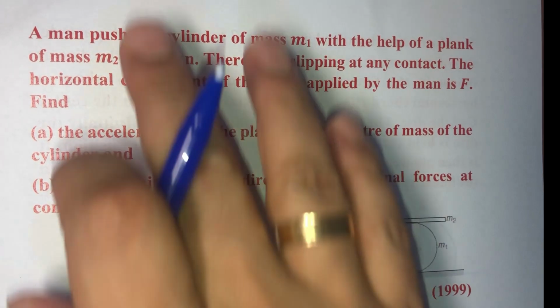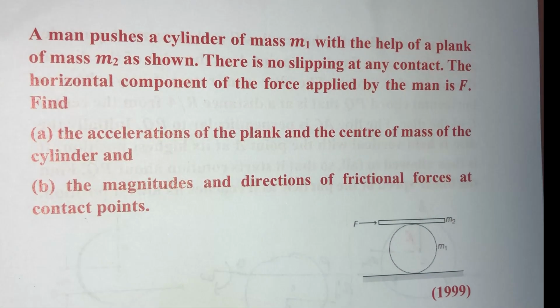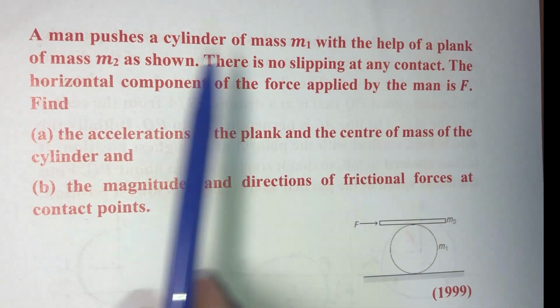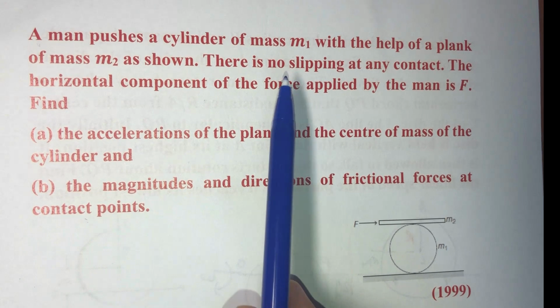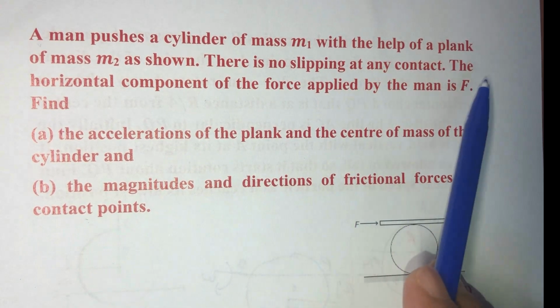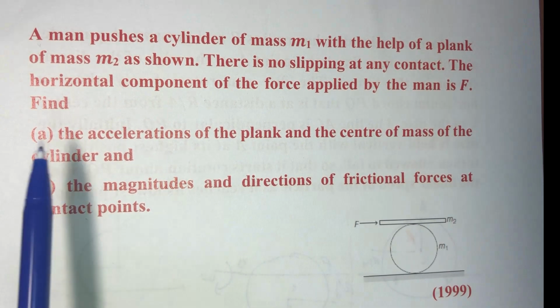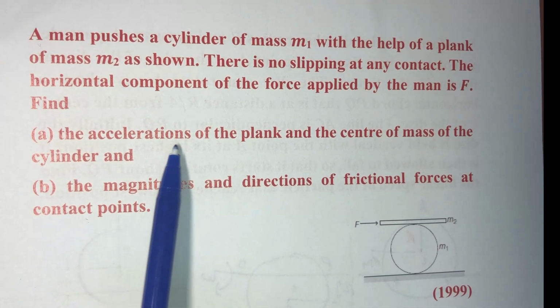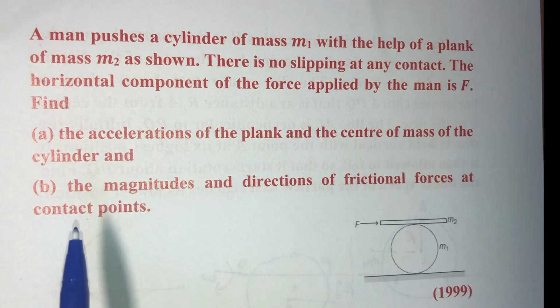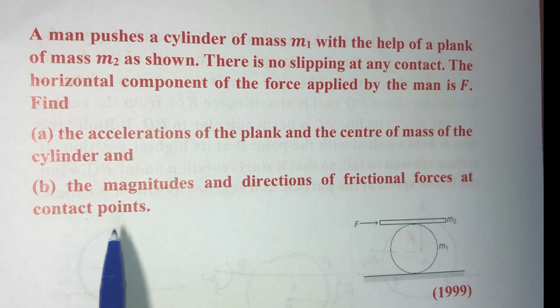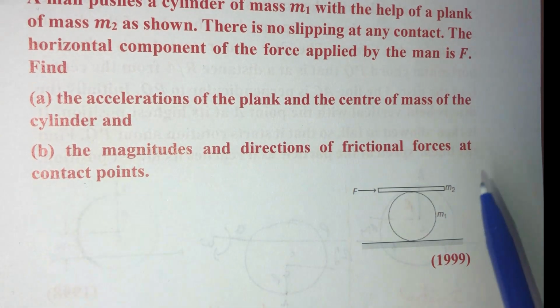Hello friends, in today's question, a man pushes a cylinder of mass m1 with the help of a plank of mass m2 as shown. There is no slipping at any contact. The horizontal component of the force applied by the man is F. Find the acceleration of the plank and the center of mass of the cylinder, and the magnitude and direction of the frictional forces at the contact points.